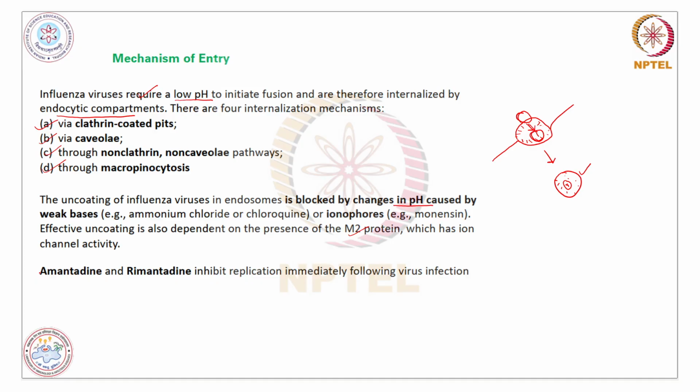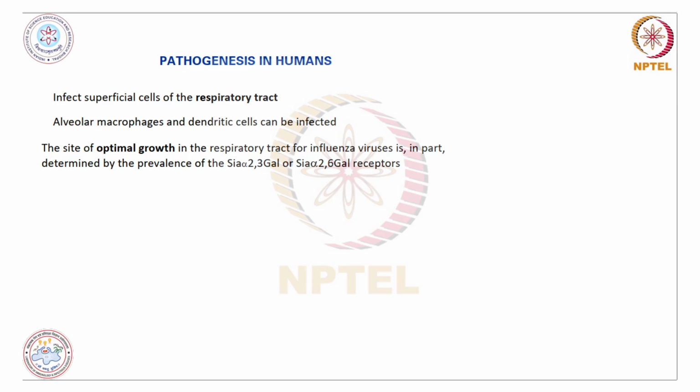And there are two drugs which are responsible for inhibiting replication immediately following virus infection. If the virus has infected, then these two will block the replication and will not allow it to replicate. So these were the mechanisms of entry.